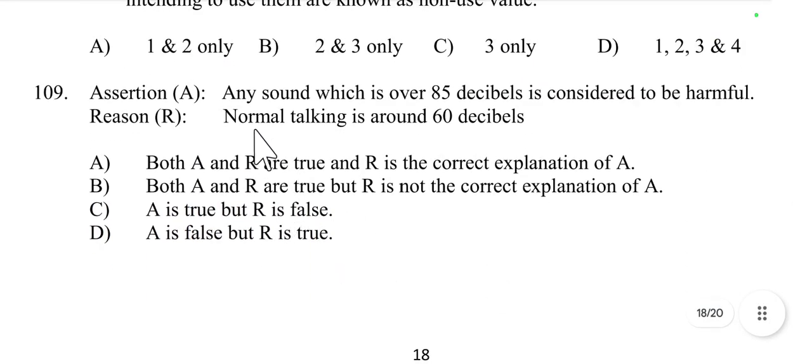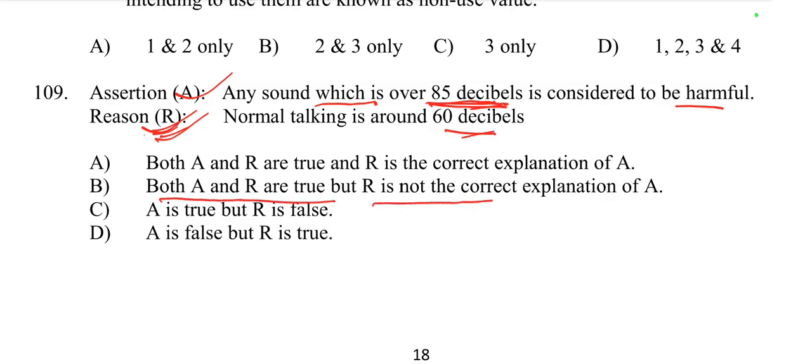Then question number 109, assertion and reason based question. Assertion: any sound which is over 85 decibel is considered to be harmful. Yes, any sound greater than 85 decibel is considered harmful. Then reason: normal talking is around 60 decibel. This is correct. Assertion is correct, reason is correct, but reason is not the correct explanation of assertion. So both assertion and reason are true, but R is not the correct explanation of A. So option B is right here.